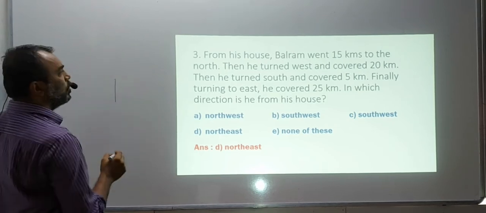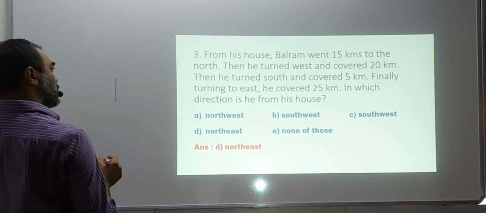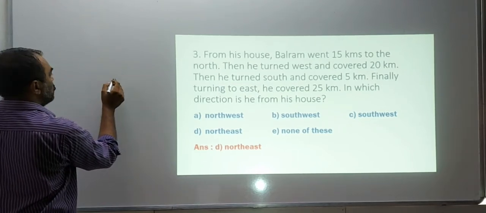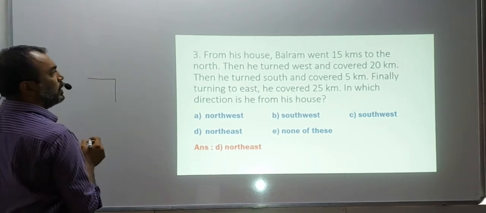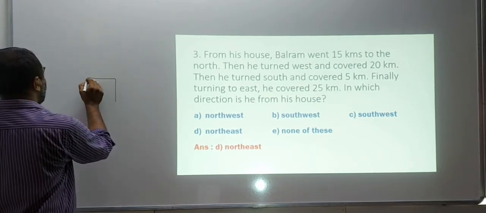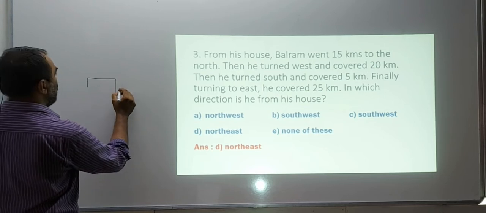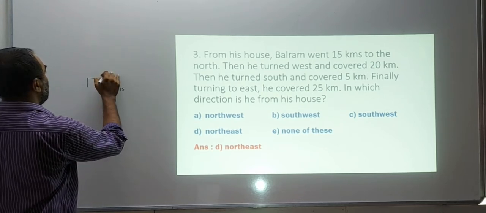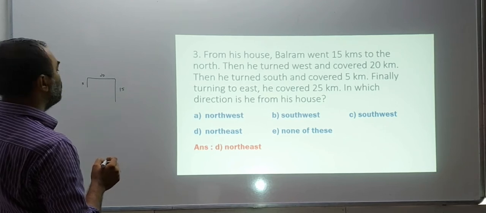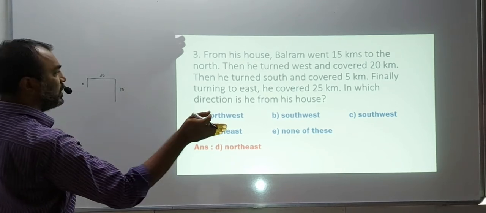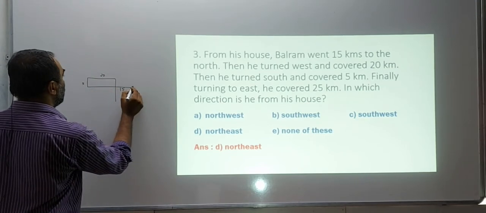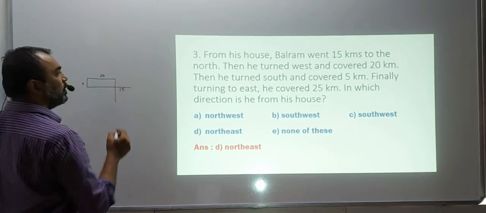So 15 to the north. Turned west. So west is on this side. North is upward, west is this side. Covered 20 kilometers. So a little more than that becomes 20. Then he turned south, meaning downward, and covered 5 kilometers. Now what you can see, he went 15 and 20, and this is covered 5. Finally turning to east, so east is on this side. He covered 25, so this was 20, so 25 will be here, yes, to the east, so this is 25.